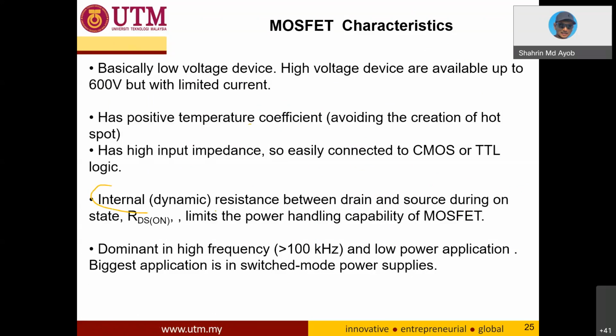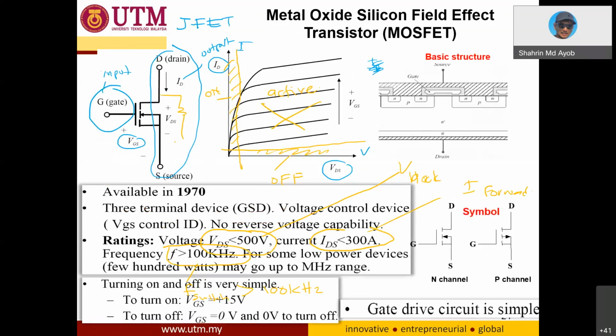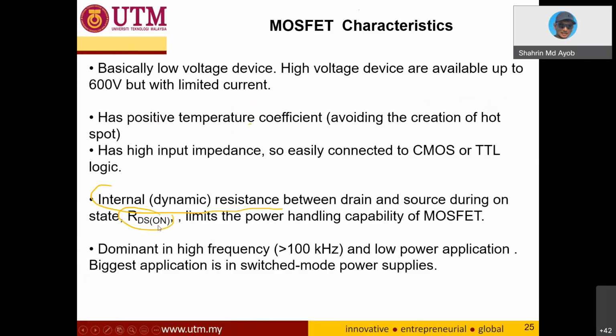The internal dynamic resistance, which is RDS. We have some internal resistance here, which is RDS. This RDS is actually a value that comes from the material used in the MOSFET. RDS on means that during the on state, the resistor value is very, very high. So when you have very high internal resistance during the on state, the losses are very, very high. So that is the second limitation of the MOSFET.